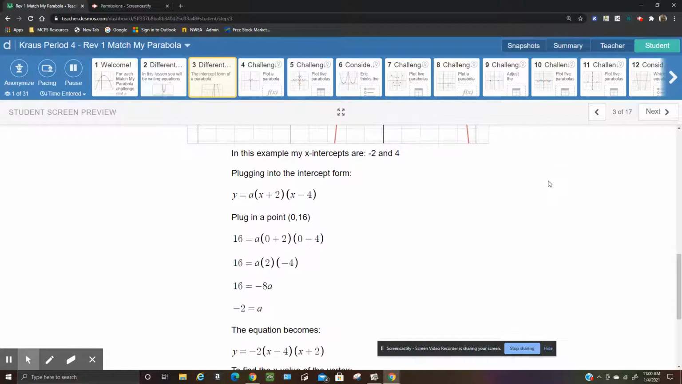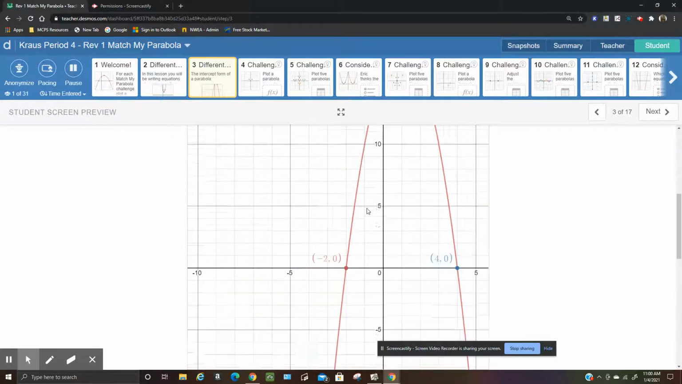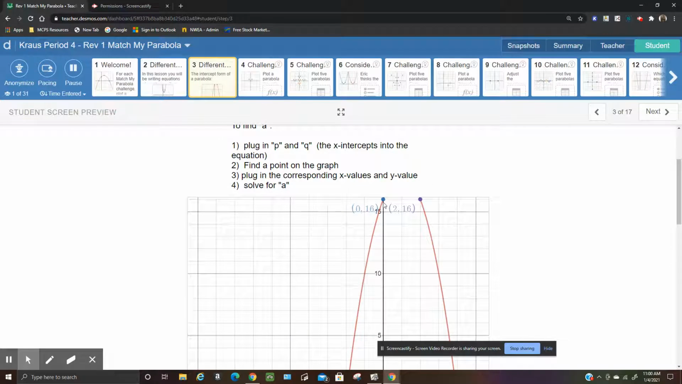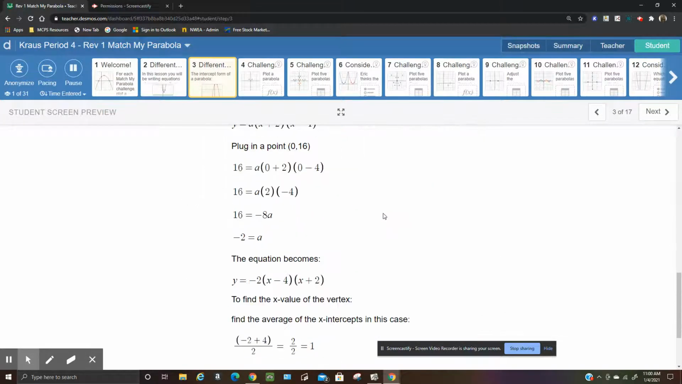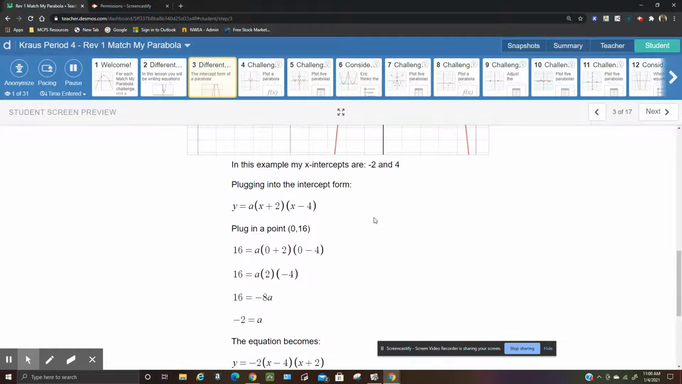So in this example, my x-intercepts are negative 2 and 4. Plugging that into the intercept form, I have x minus a negative 2, which is x plus 2, and x minus 4, times a. And then I looked at this graph here, and one of the points is (0, 16), so I use that point. My y value is 16. My x value is 0. Plug in 0 for both x's and 16 for y.